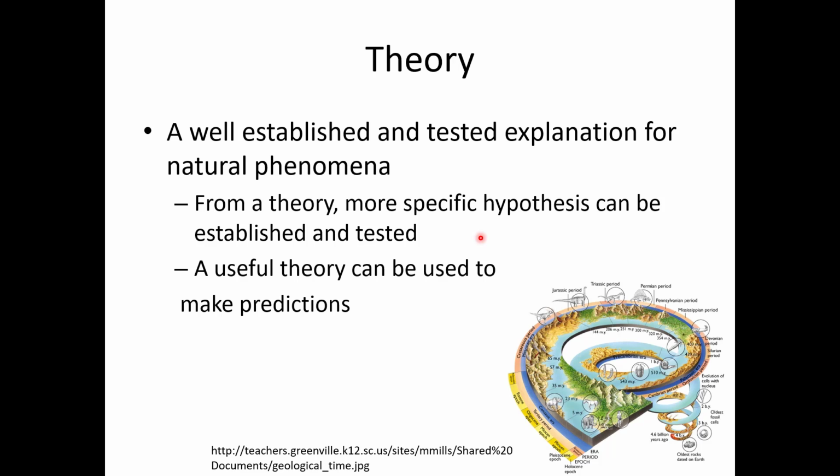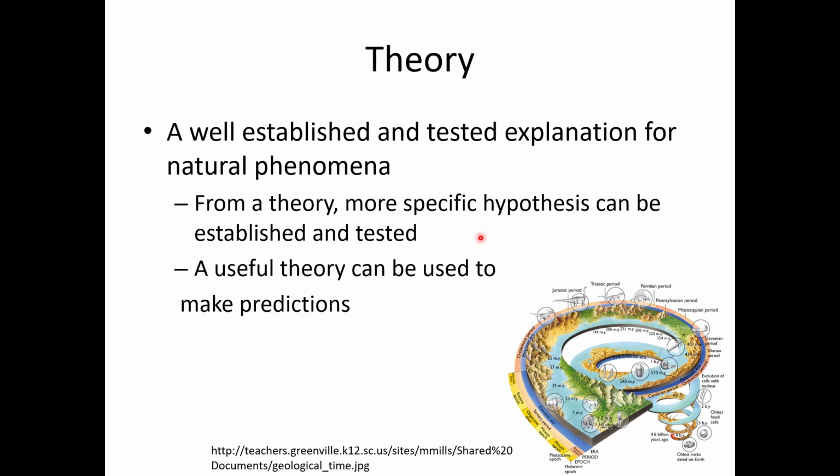So remember, this is a theory, which is a well-established and tested explanation for natural phenomena. So let me just be clear. When Darwin published his ideas, they were more like hypotheses that had been tested. But over time, it's developed into a full-blown theory. So from a theory, we can make more specific hypotheses. A theory is broad and vague, but it has great explanatory power. And then we can make more narrow hypotheses and test them.